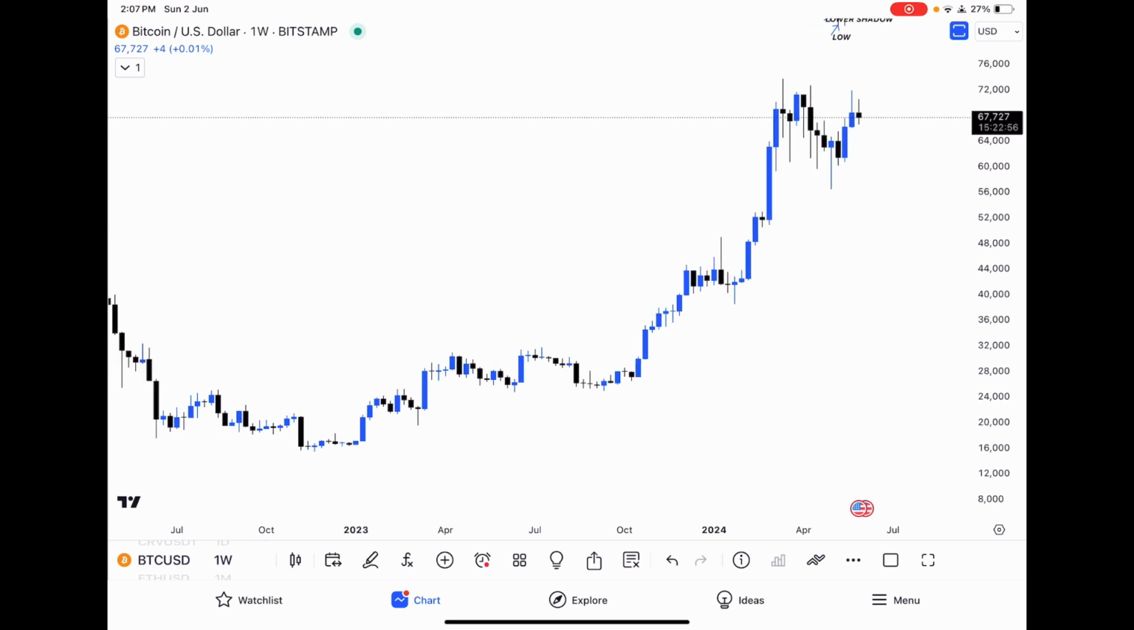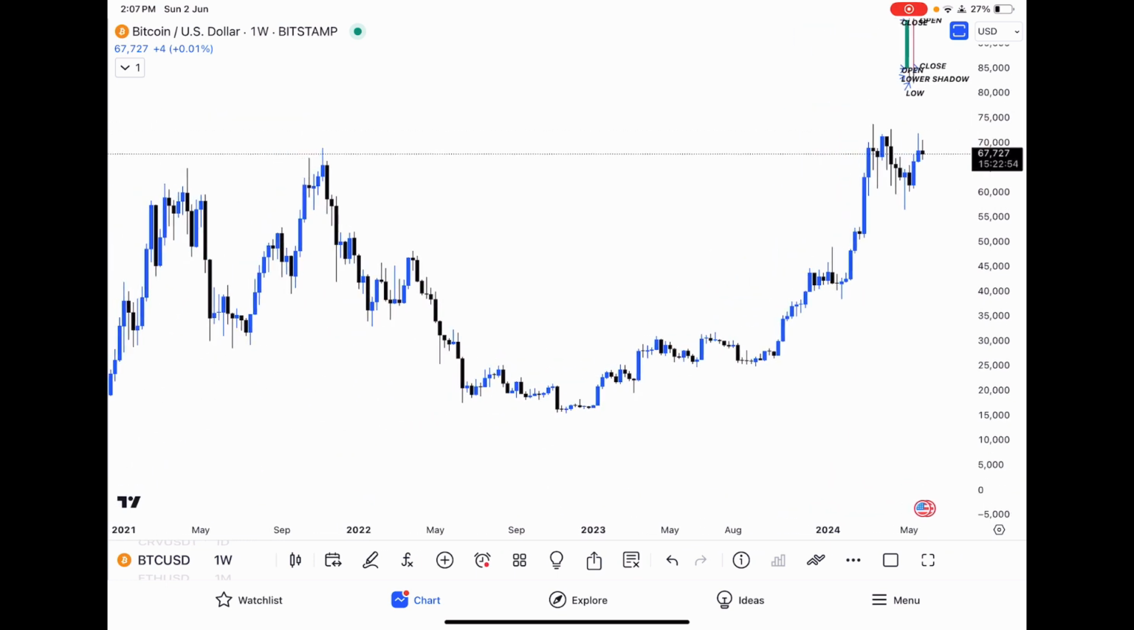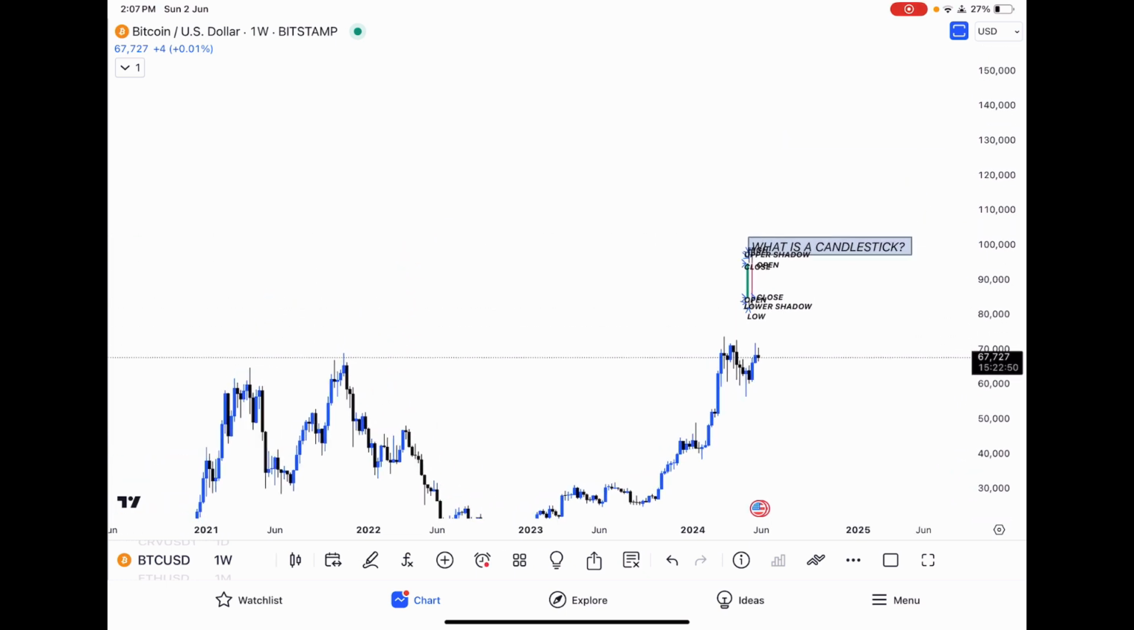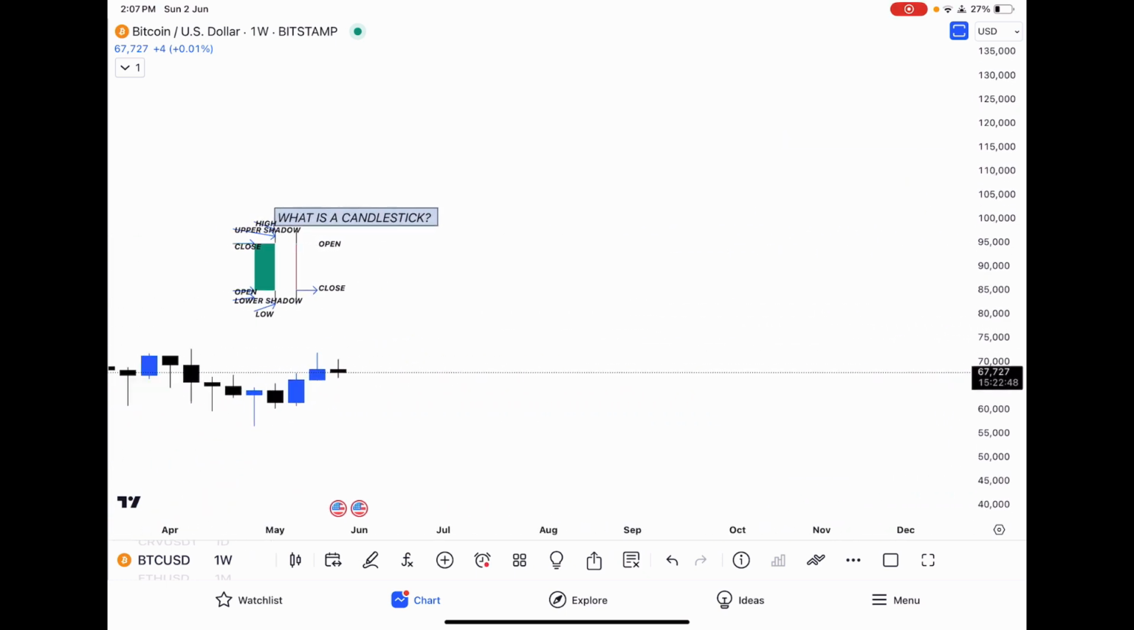So candlesticks or any other concept are very fractal and can be used on any time frame, and that's all you need to understand about candlesticks.